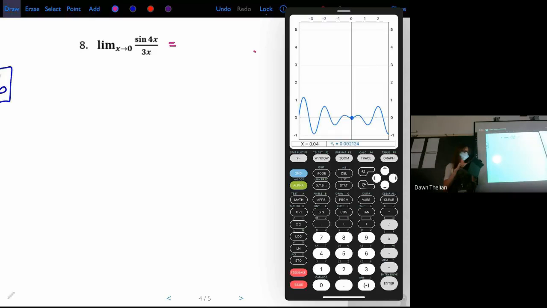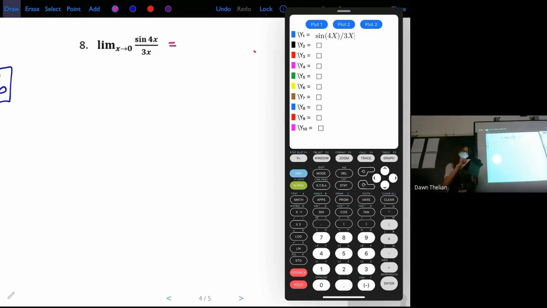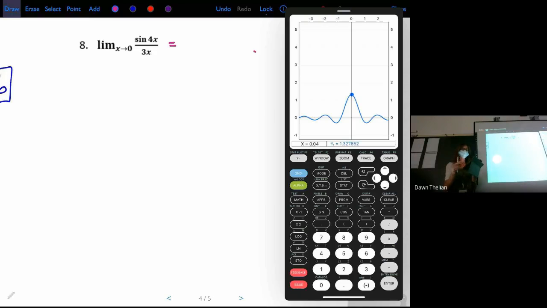y equals, I didn't put parentheses around my 3x. Let me fix that. I also just divided 4 by 3, and I got 1.32, but I wanted to find out correctly, just to do a little bit of challenge. Perfect.